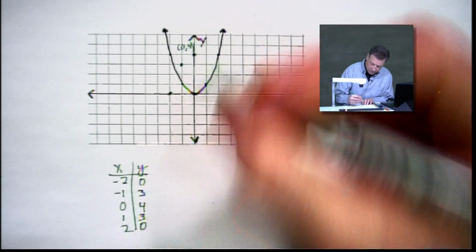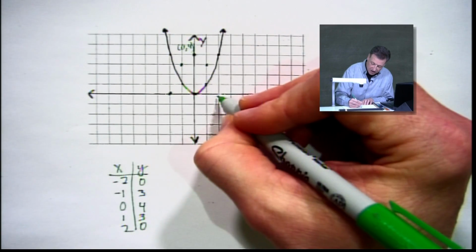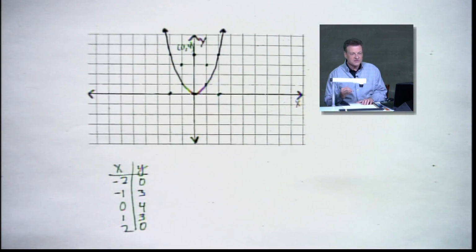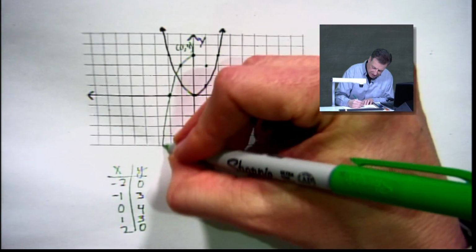Bring it back down here. We've got 1 and 3. Well, go over 1 and up 3. There's that point. And go over 2 and don't go anywhere. There you are at 0. And we've got a nice, pretty parabola coming downward.